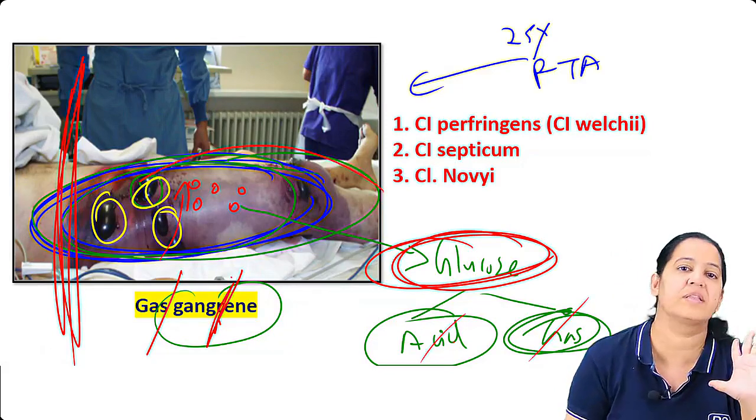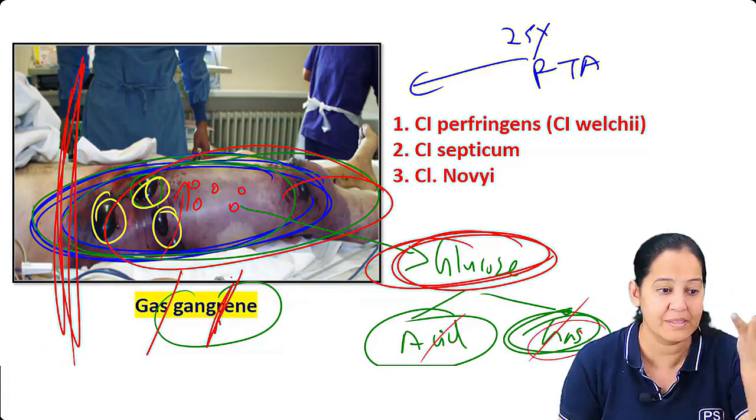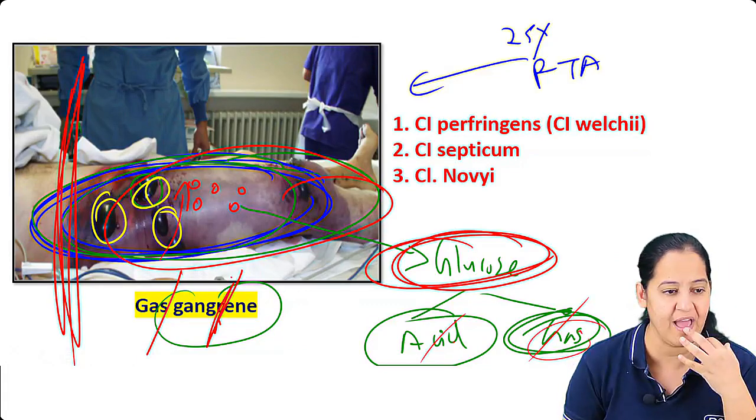Acid क्या कर रहा है? Causing the gangrene. Gas क्या कर रहा है? You can see the bubbles, the crepitant. Got it, everyone? Does anyone have any confusion?